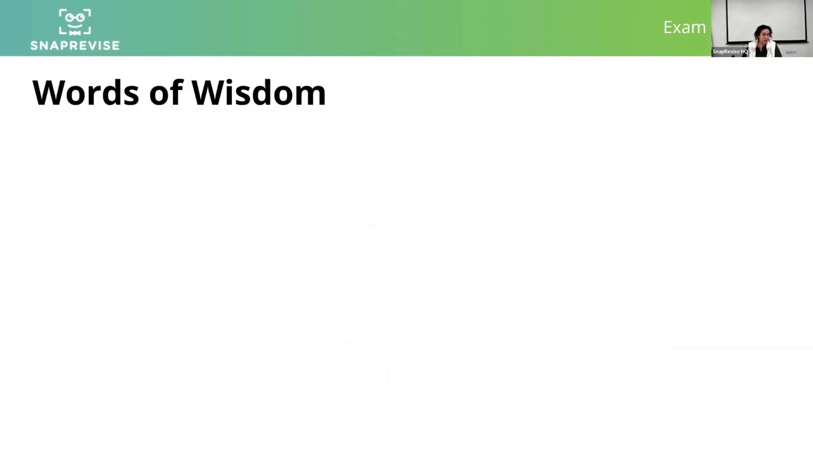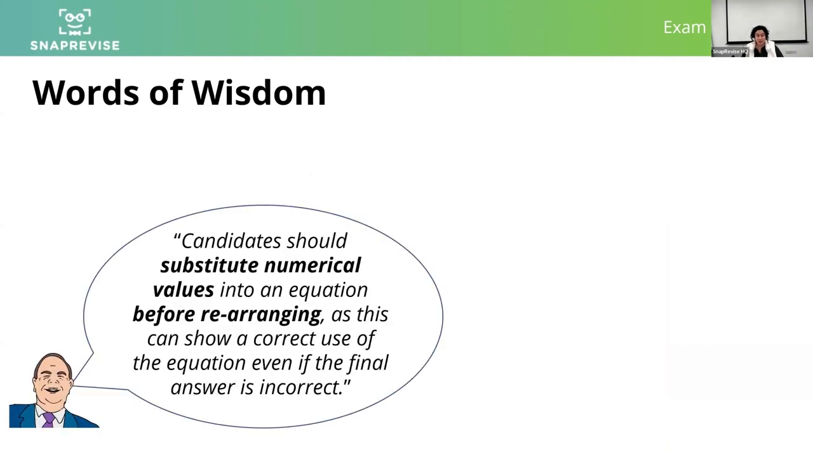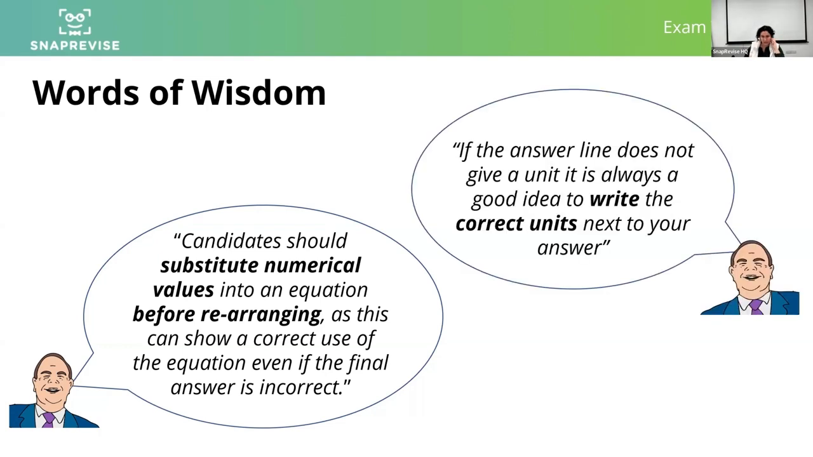Now, words of wisdom with regards to the calculation question specifically. Candidates should substitute the numerical values into an equation before rearranging or solving, as this can show correct use of the equation even if the final answer is incorrect. And because usually calculation questions might be worth anything between 2 to 4 marks, you'll get some marks for all of the showing your working, even if you don't actually get the exact right answer in the end.